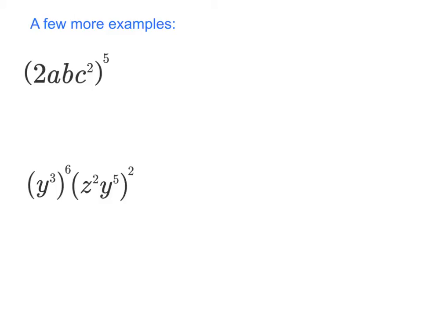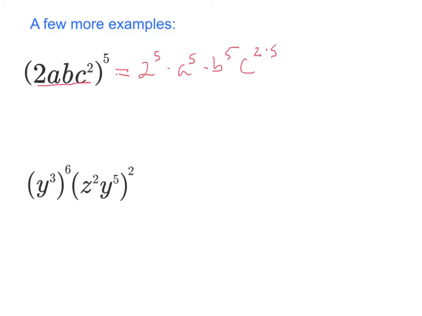So here we have a couple more examples that I want to work with you together on, all right, just to get the practice down pat. All right, so we have 2 times a times b times c squared, all to the fifth, all right? So everything in these parentheses is going to be raised to the fifth power. So it's going to be 2 to the fifth times a to the fifth times b to the fifth times c to the second times that 5, all right?